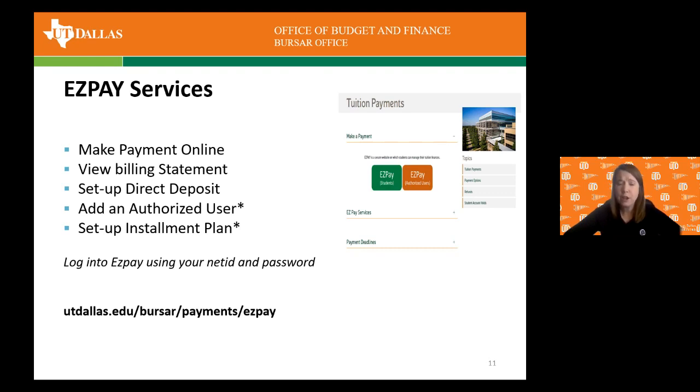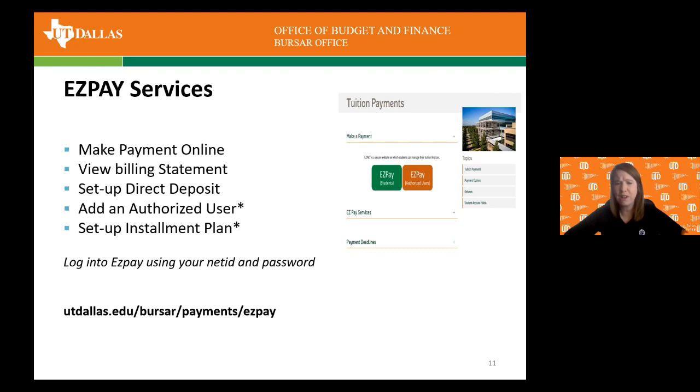So you can also add an authorized user. So if you have a parent or a grandparent or maybe a friend or a close family member that you want them to be able to view your bill, you would want to go ahead and set them up as an authorized user. You can do that in EZPAY. You just click on the link that says add authorized user once you're logged in, and then you'll put their email address in there, and then they'll get an email telling them how to set up their own username.